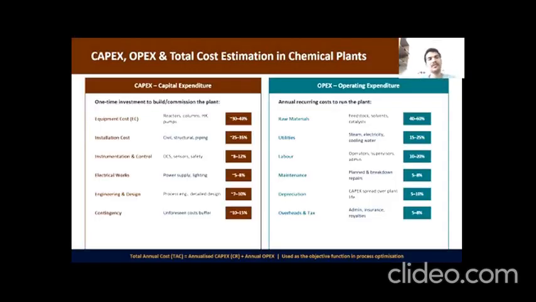Coming to the fifth slide of CAPEX, OPEX, and total cost estimation in chemical plants. In process engineering, we divide cost in two categories. One is the capital, that is one-time cost, and second is the OPEX, that is operating expenditure. For example, the actual equipment like reactors only account for about 30 to 40% of the CAPEX. The rest is installation, piping, instrumentation. OPEX is the annual recurring cost, where raw materials are the biggest factor, often hitting near 60% of the total. By combining this, we find the total annual cost, that is OPEX plus CAPEX, which is our primary objective function, where we optimize process designs to find the most effective operating condition.